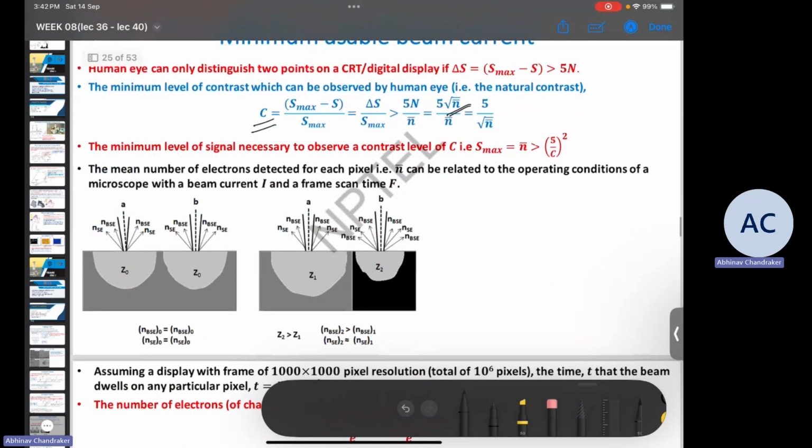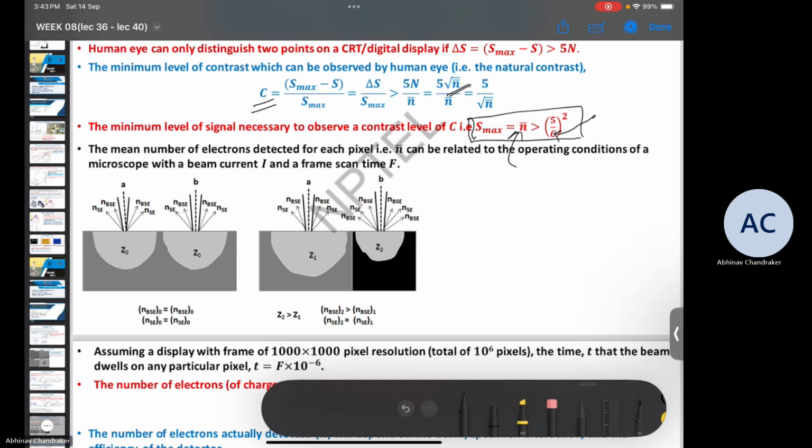And when we combine it, if we want to be able to resolve between 2 points, we can get this equation: S max equal to n bar should be more than 5 by c square. So for a particular value of contrast, the amount of signal that is detected should be more than (5 by c) whole square in order to be able to resolve the 2 points well. So this gives us a lower limit of the amount of signal which is necessary to be able to observe a particular contrast level.